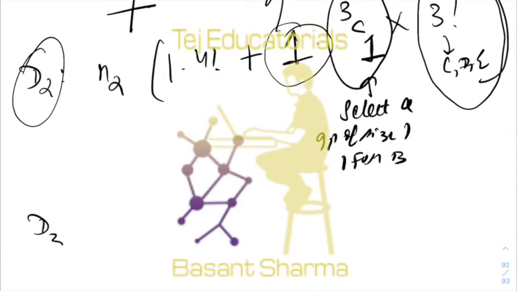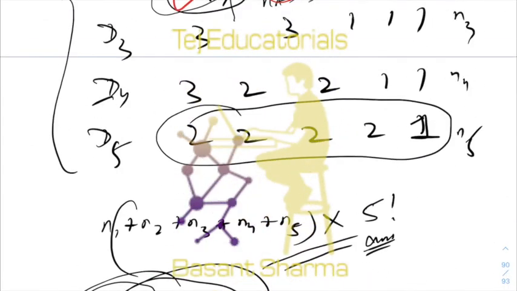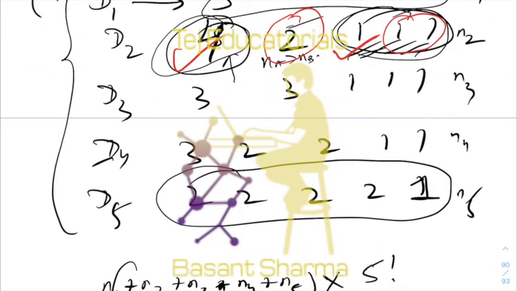Then corresponding to D3, plus n3 into, now in D3 you have two groups of size 3 and three groups of size 1.